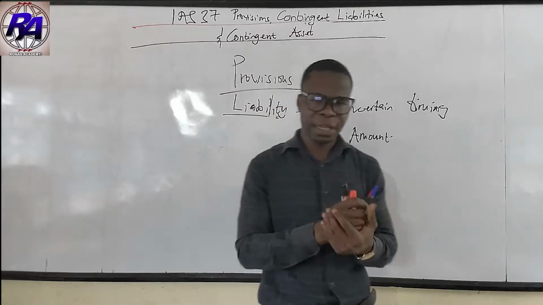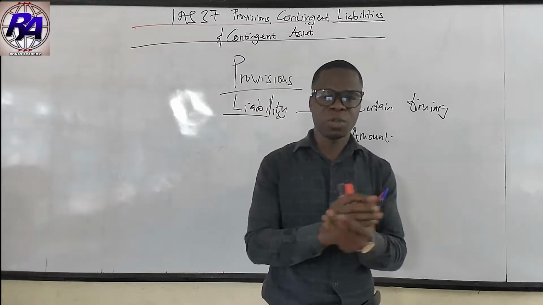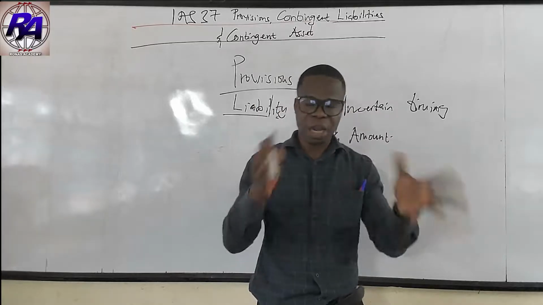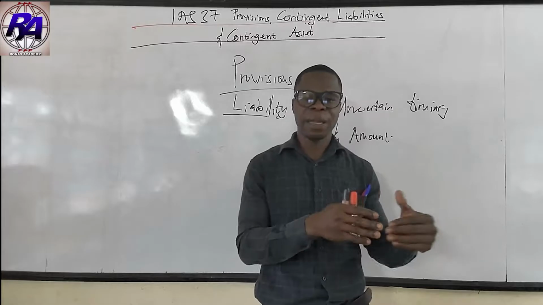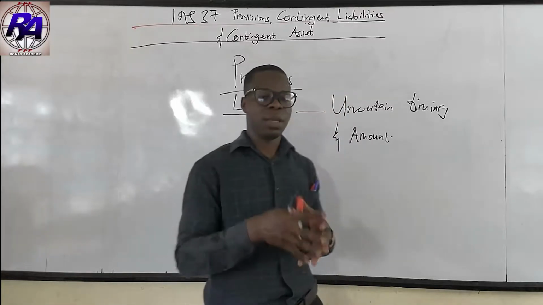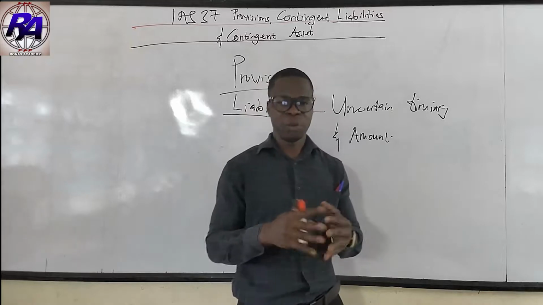How should we measure it? Or what amount should we present in the books of that entity? And what will be the double entry principle for the initial measurement and subsequent measurement? These issues are what the standard tries to resolve.